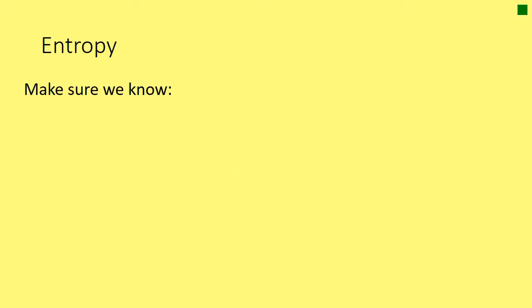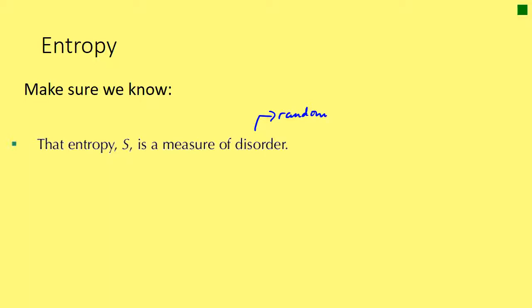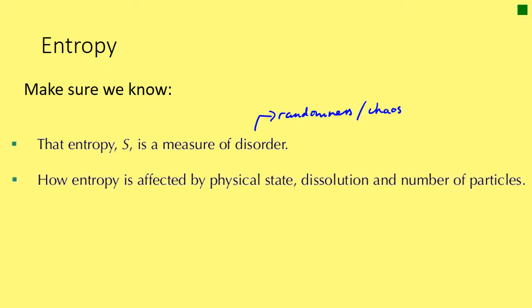And in this lesson on entropy, by the end we want to make sure that we know that entropy, given the symbol S, is a measure of disorder. And we can also call it randomness or chaos. And we need to know that the universe tends towards randomness and chaos, i.e. increasing entropy. As well as that, we need to know how entropy is affected by the physical state, i.e.